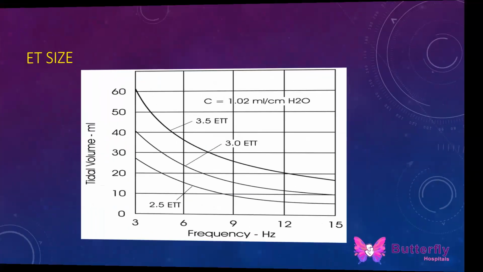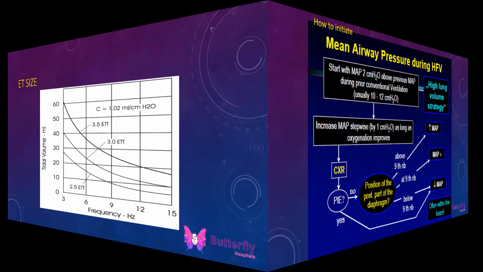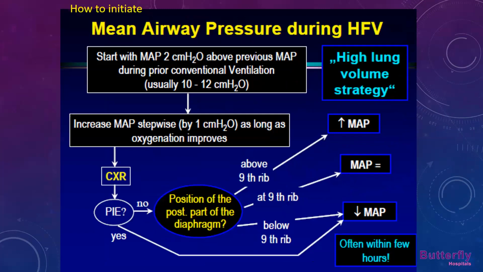So when we set mean airway pressure, we said we started around 2 centimeters above the conventional ventilation. Once we start with the map 2 centimeters above the previous map on conventional ventilation, usually between 10 and 12, we increase the map as long as oxygenation is improving. So, standing at the bedside, if the baby is oxygenating very well, that's fine. You can stop at that point.